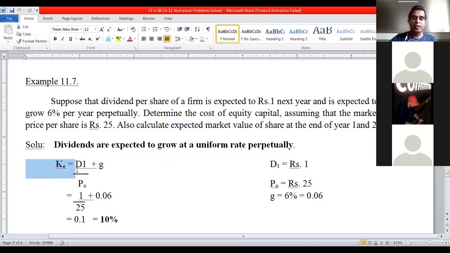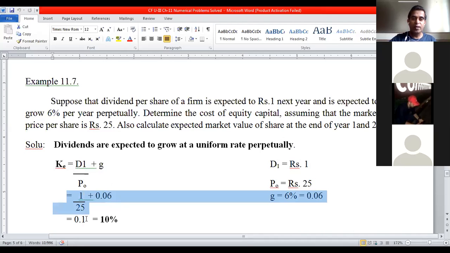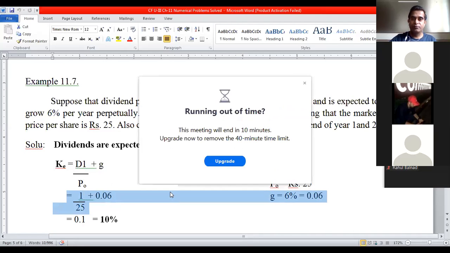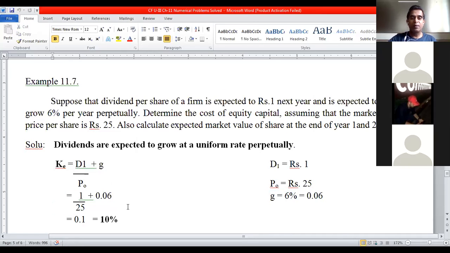So we'll use the equation KE is equal to D1 divided by P0 plus G. D1 is the expected dividend, which is 1 rupee. P0 is the current market price of the equity share, which is 25 rupees. And G, the growth rate in dividend, is 6%, which we can convert into decimals: 0.06. So 1 divided by 25 plus 0.06 is equal to 0.1. If we multiply that by 100, the cost of equity capital we get is 10%. This is quite simple because all the data is readily available.